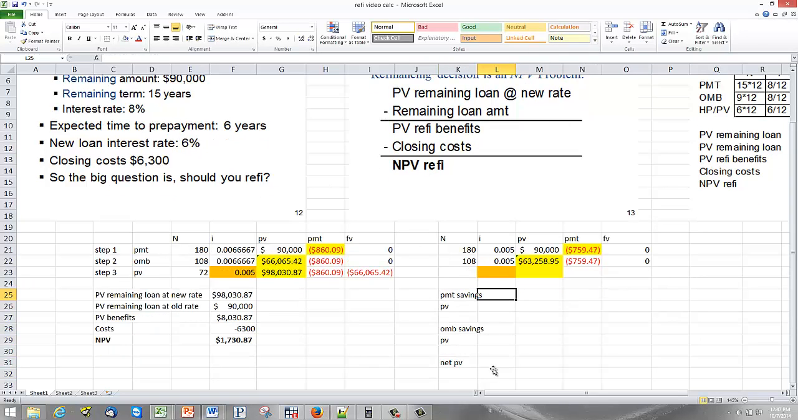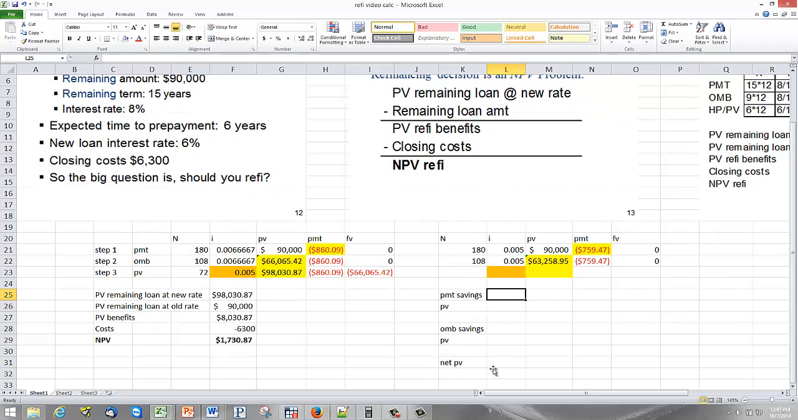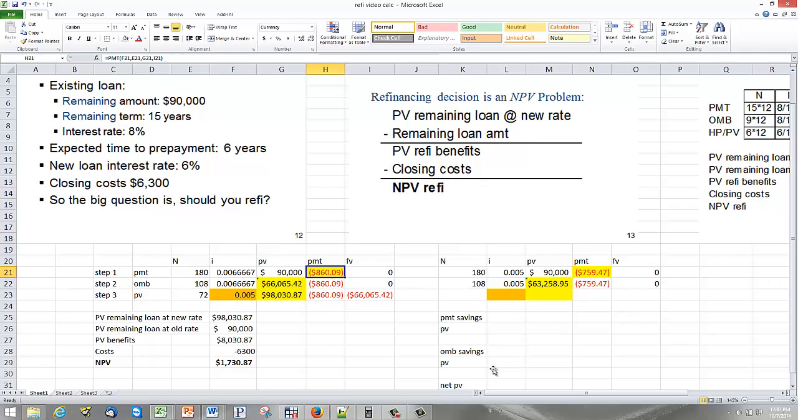So what is the difference in payments if I use the payments based on my original rate and then the new rate? That's going to be a savings of about $100, I think. I'm going to make this expression positive because it's savings. And then I'm going to do the same thing for the outstanding mortgage balance.